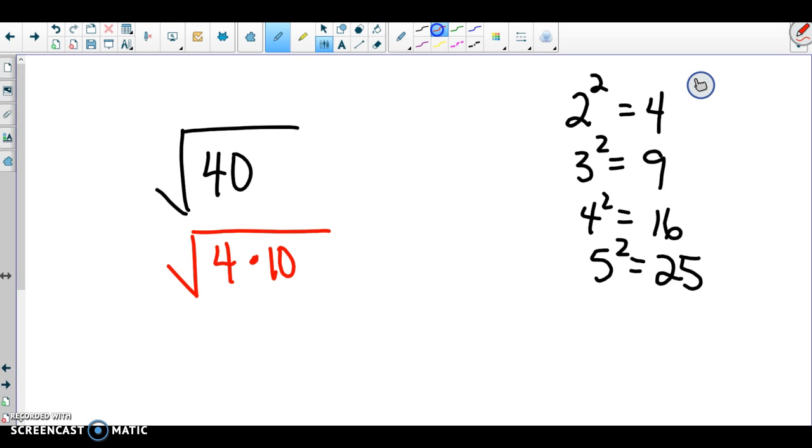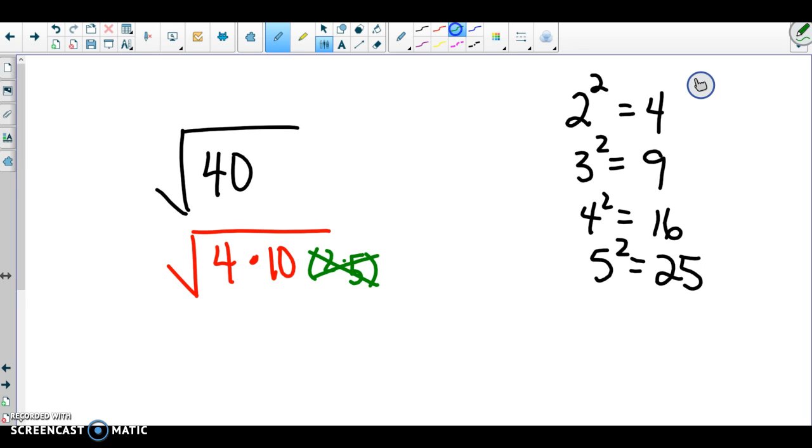Now 10 can be broken up, but it's only going to become 2 times 5. Right? And there's no perfect square there. So really, we don't need to break that up anymore. We can leave it because there is no perfect square.